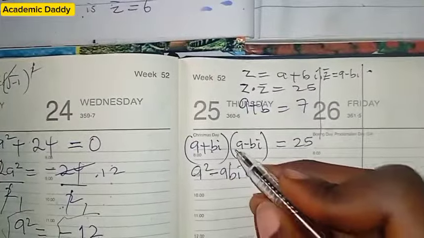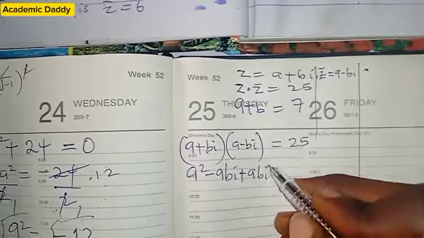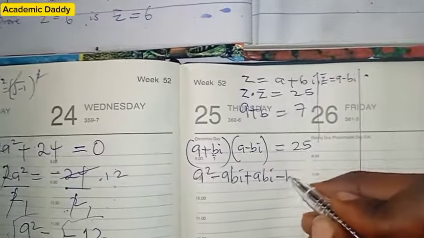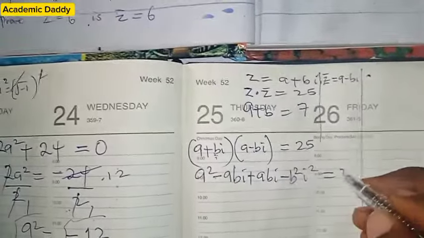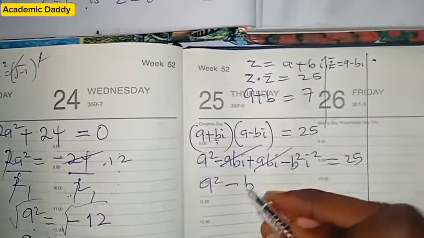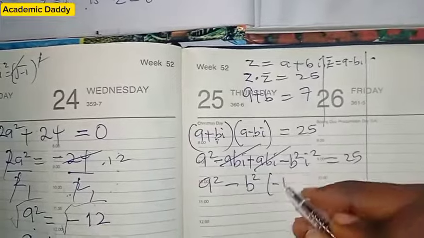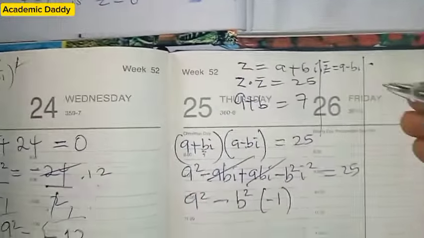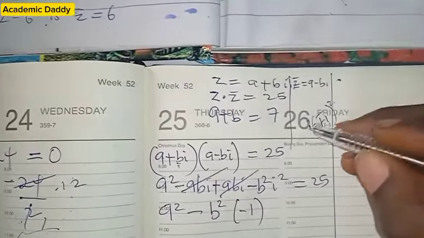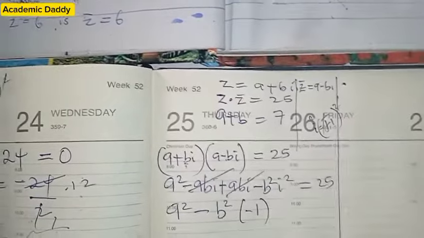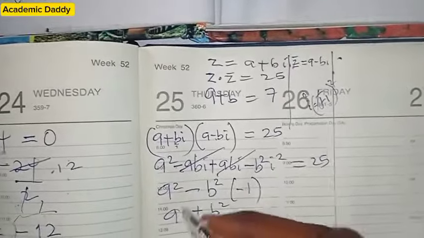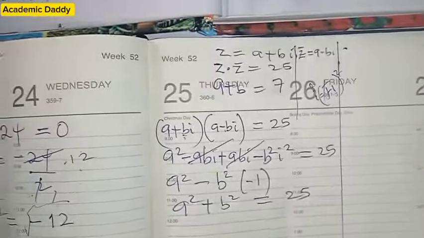Then b times a will be plus abi. A plus bi times minus bi will become minus b squared i squared, equals 25. This will cancel this. A squared minus b squared i squared. i squared is minus 1, that is, i itself is root minus 1. So i squared will be this, cancel this. So minus 1 times this becomes plus b squared. A squared is equal to 25.